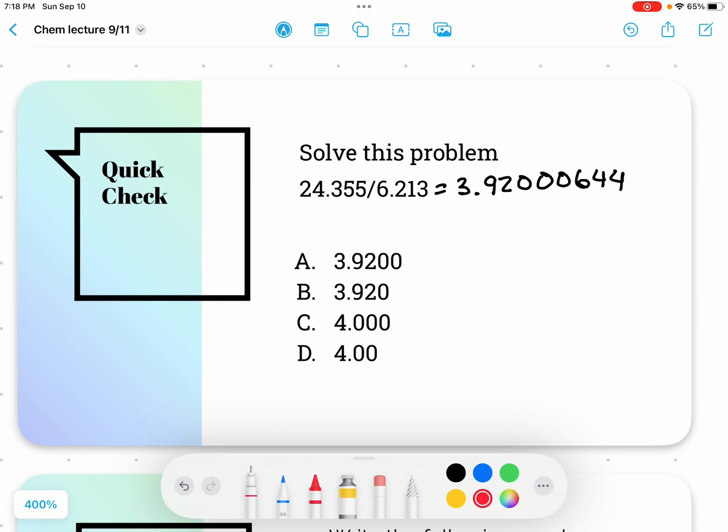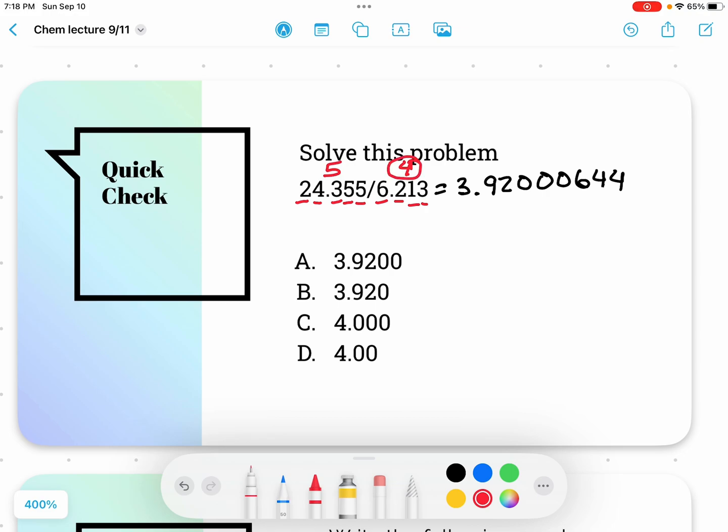And again, I'm worrying about all of the sig figs. So I'm going to count how many I have. So I start at the beginning. 2 is a sig fig. 4 is. 3 is. 5 is. 5 is. So there is 5 sig figs. And then I go to my next numbers. 6 is, 2 is, 1 is, and 3. So that would be 4 sig figs. I'm going to go to the least amount, which would be 4.